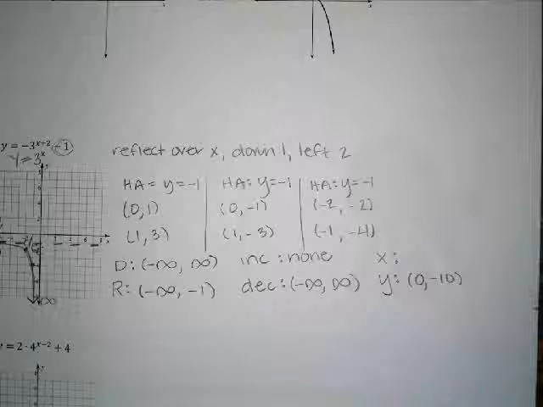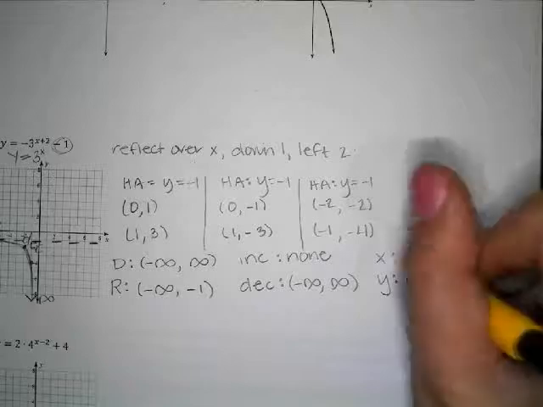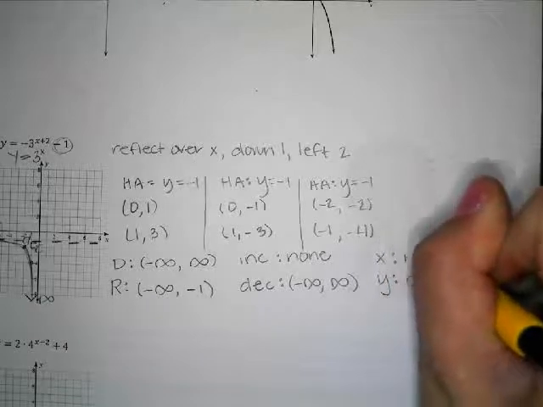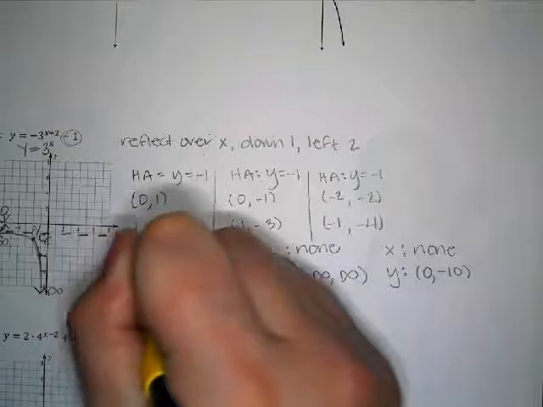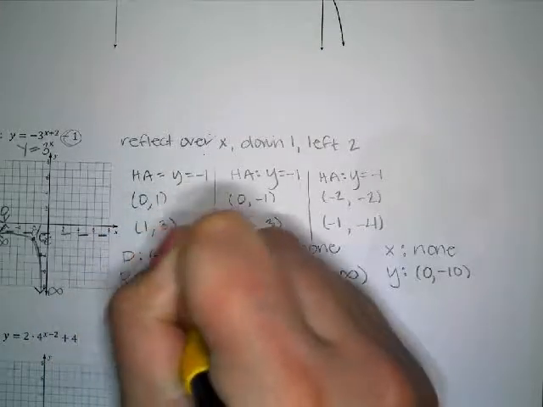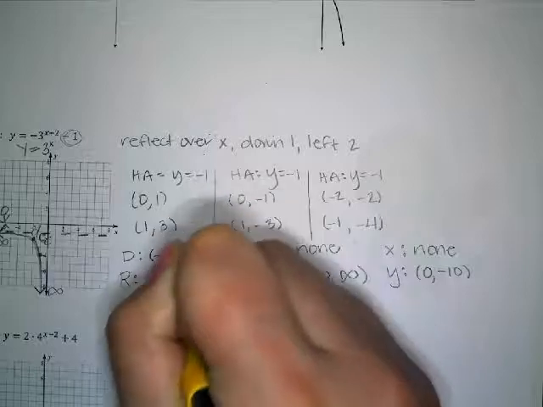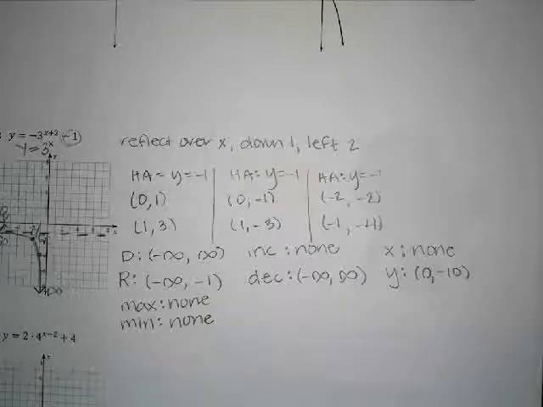X-intercept? Nope. The asymptote keeps it from ever going there. Okay. Max and min? You should put that on a test, between max and min, and then have some random points and one answer be valid. It would never cross negative 1. Okay, so max and min are none.